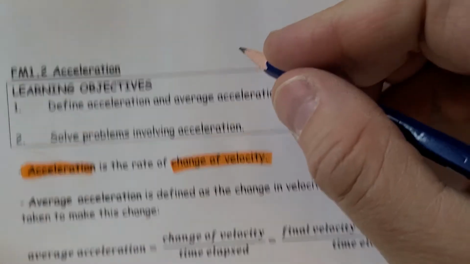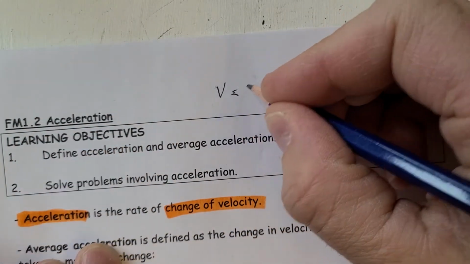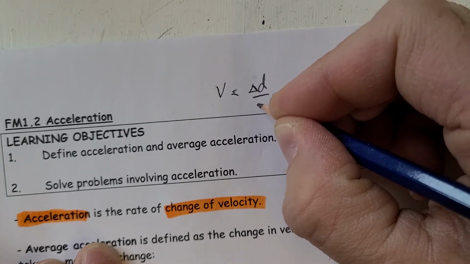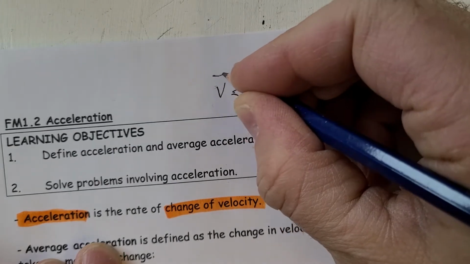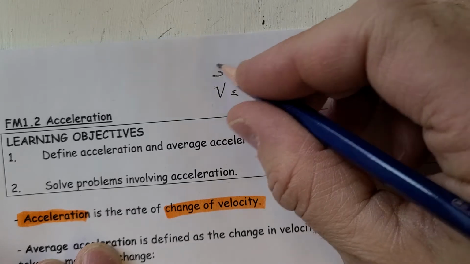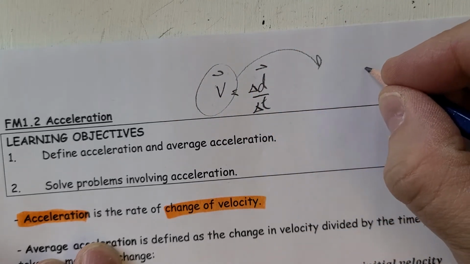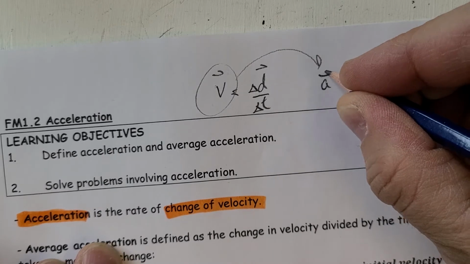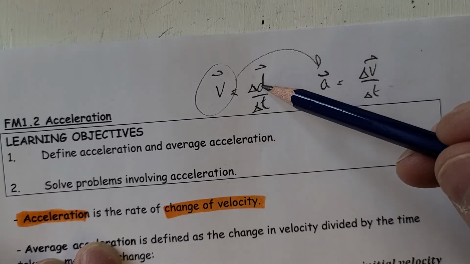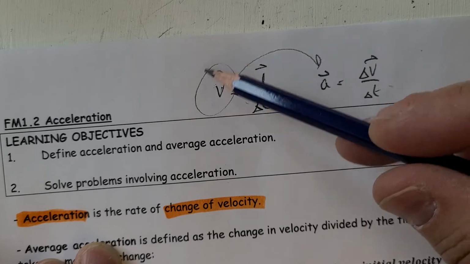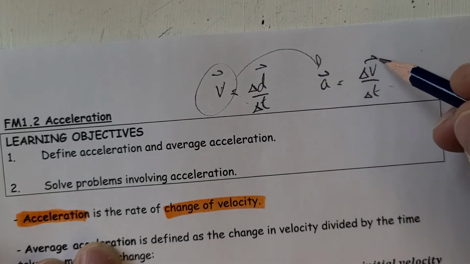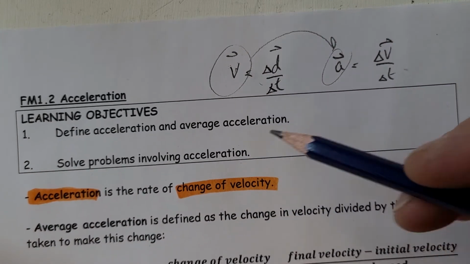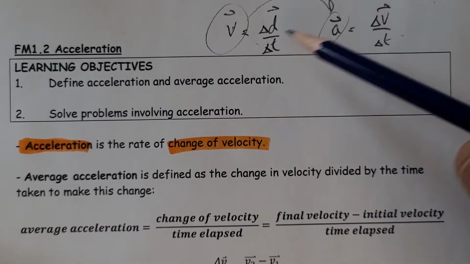It's interesting because velocity is the rate of change of displacement over time. And if we're changing v, that is referred to as acceleration. So the change of displacement over time is velocity. If I'm talking about the rate of change of velocity per time, that's acceleration. So we can see some similarities here.